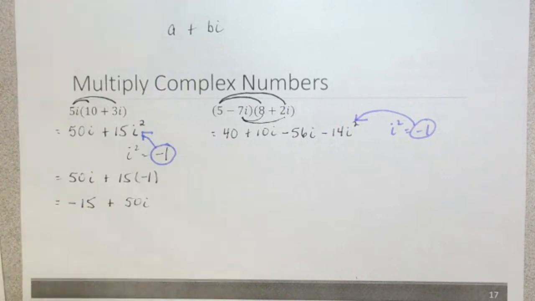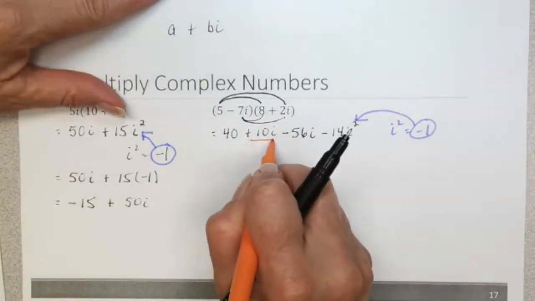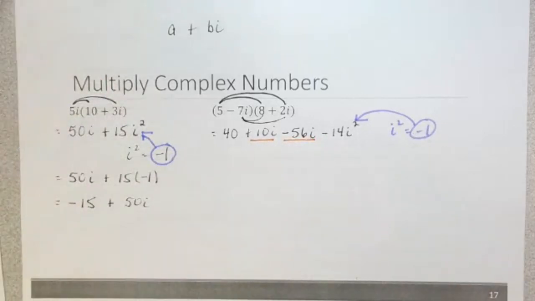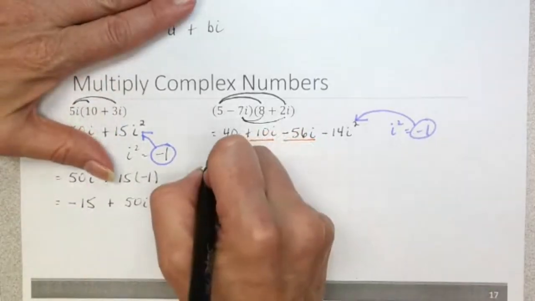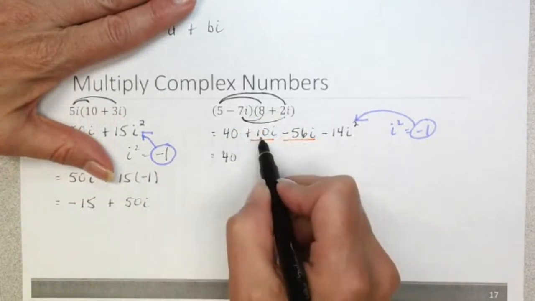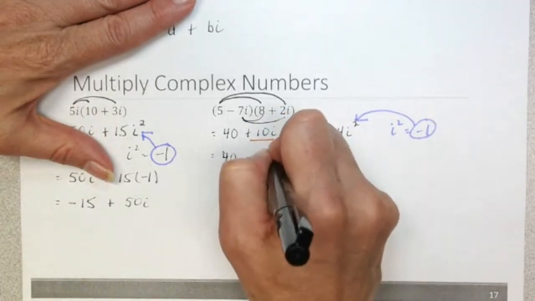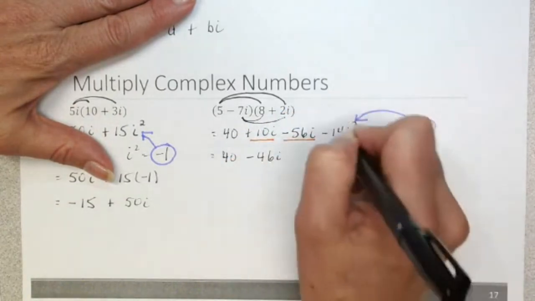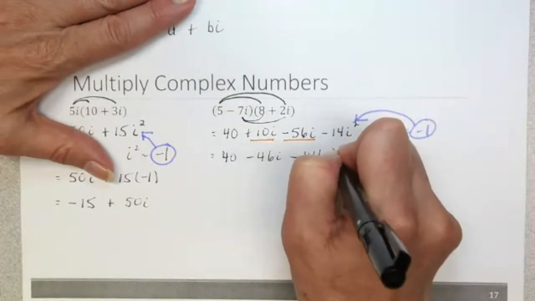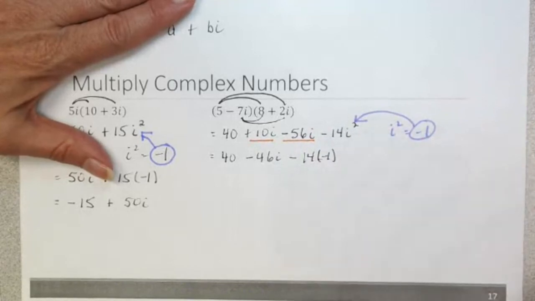Put that negative 1 in there for that i squared. Also, we have some like terms that we can combine. Look, we have two i terms here. We have positive 10i and negative 56i. Right? Maybe we'll do this at the same time. So let's see. We'll bring down our 40. We're going to leave him alone for a minute. Won't do anything with him. 10i minus 56i is going to be negative 46i. Okay? And then minus 14 times negative 1.